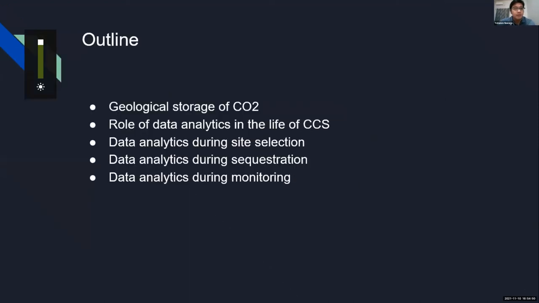The outline of my presentation will be divided into 5 points. First, I will recap the geological storage of CO2, how we store the CO2 in the subsurface. Then I'll discuss the role of data analytics in the life of CCS. Then I'll decompose the role of data analytics into the site selection phase, then the sequestration phase, and then the monitoring phase.